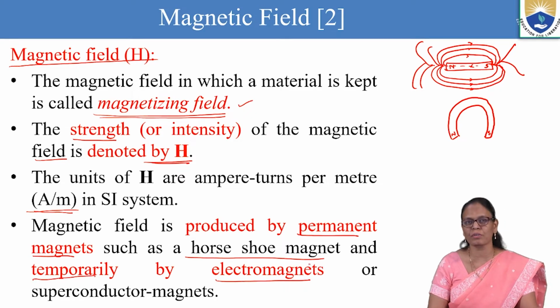So what are electromagnets? You take a material and as long as the current flows through that material, it behaves like a magnet because the effects of electric current are magnetism here.